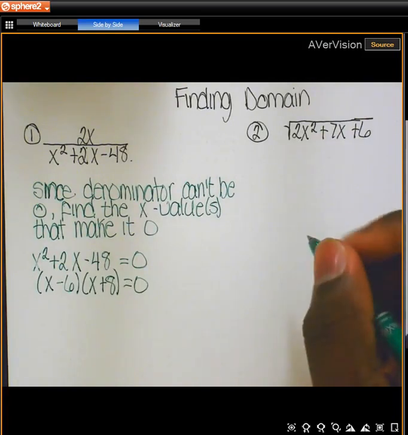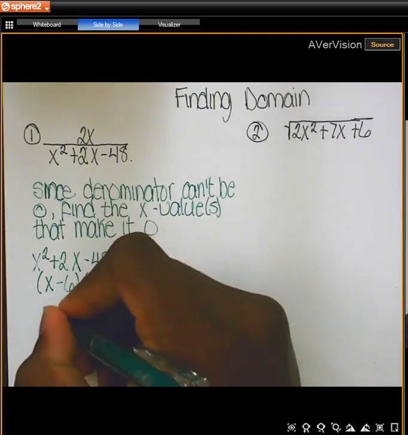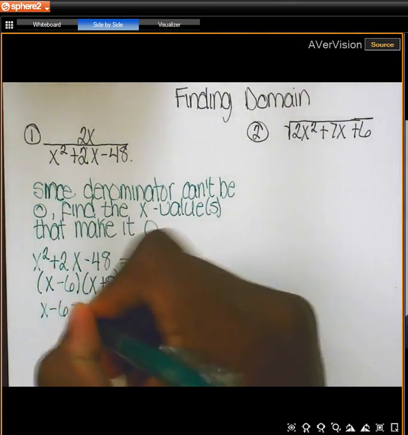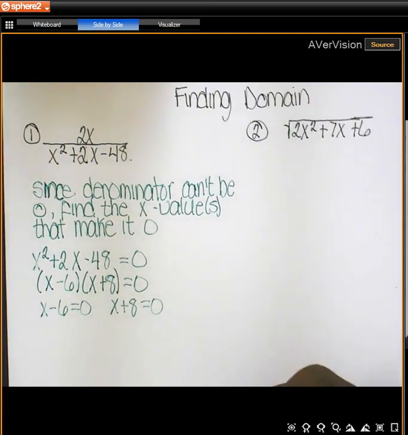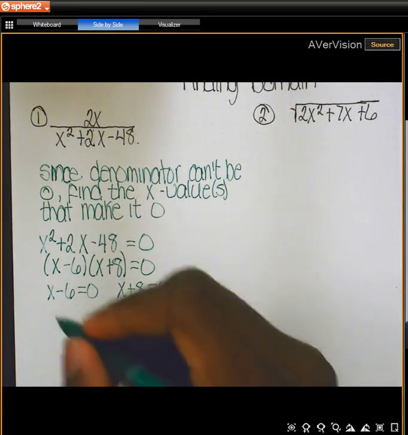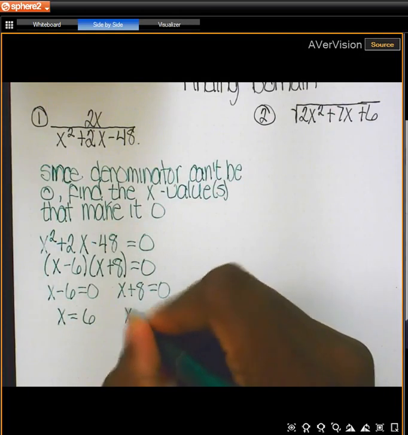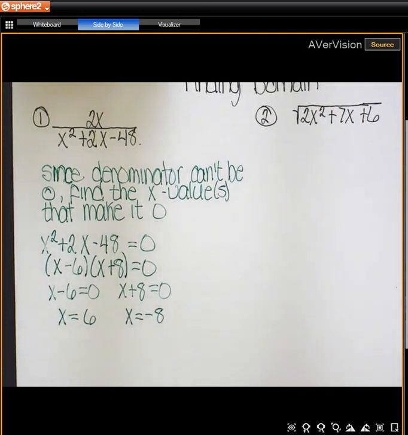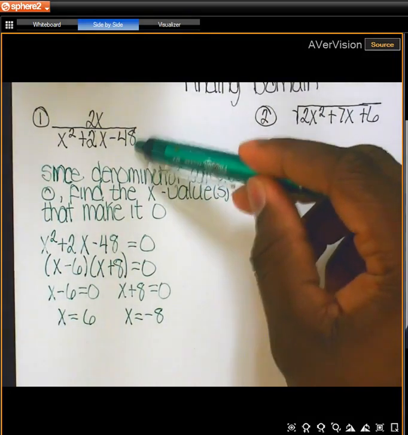All right, so now what? So when x is equal to 6 and when x is equal to -8, the denominator is 0. So what does that say about our domain?